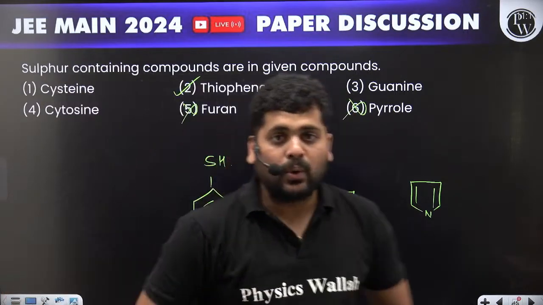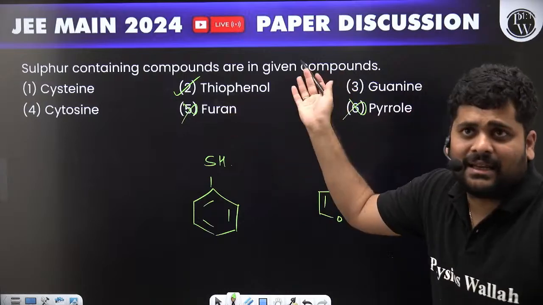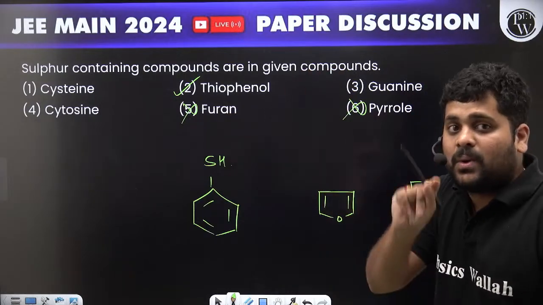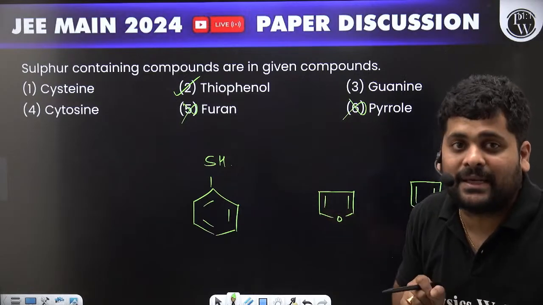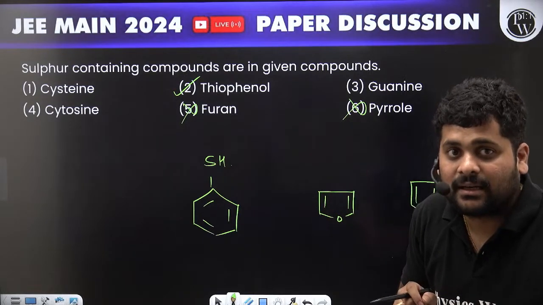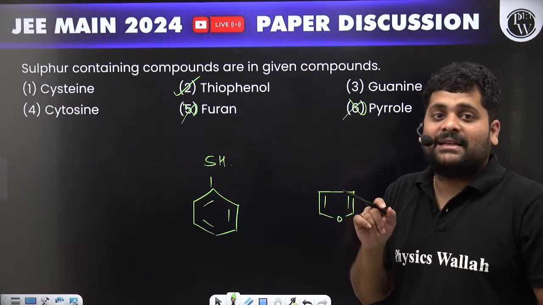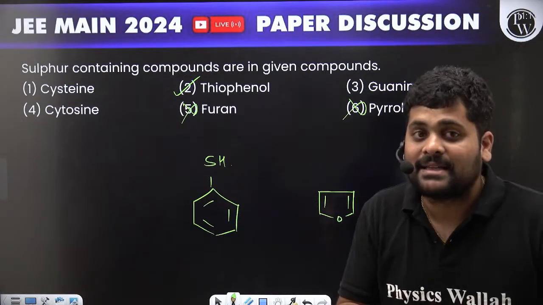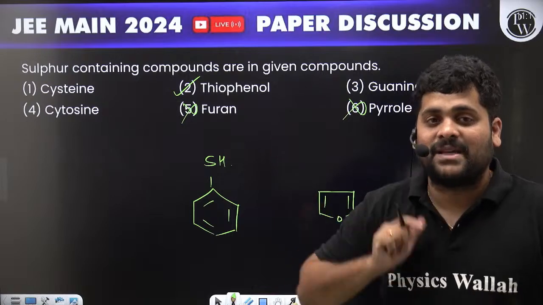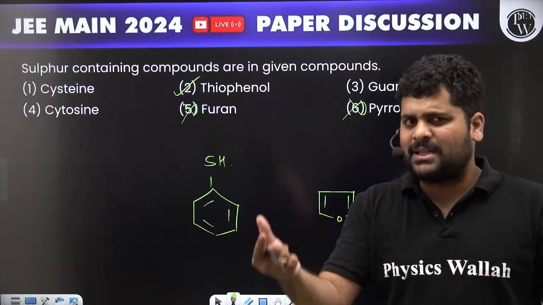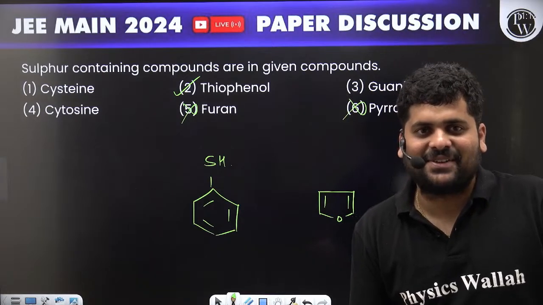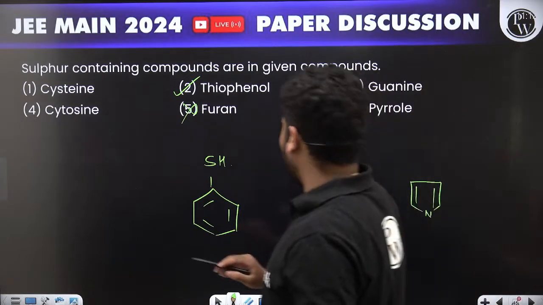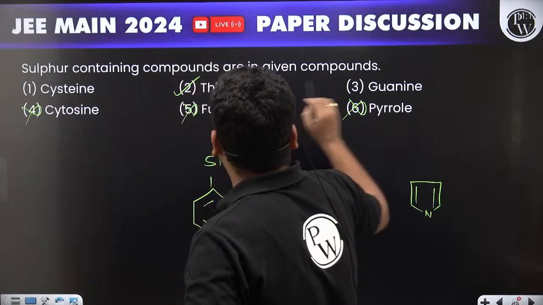And then we have guanine and cytosine. Have you ever heard these two? Adenine, guanine, cytosine, thymine. All these are present in DNA. These are nitrogenous bases. Nitrogenous bases would have nitrogen, isn't it? Why will it have sulfur? It will not have sulfur, isn't it? So cytosine and guanine is not our answer.